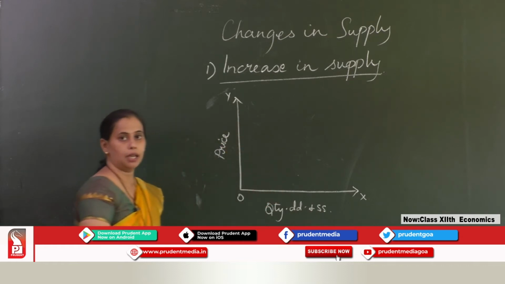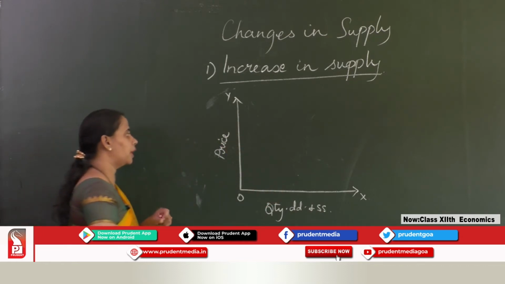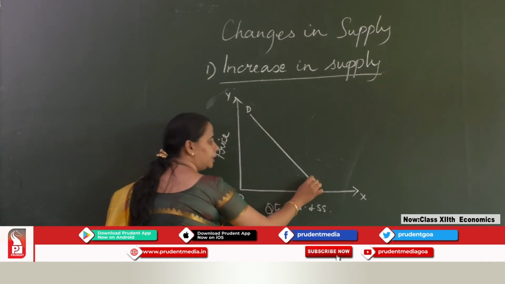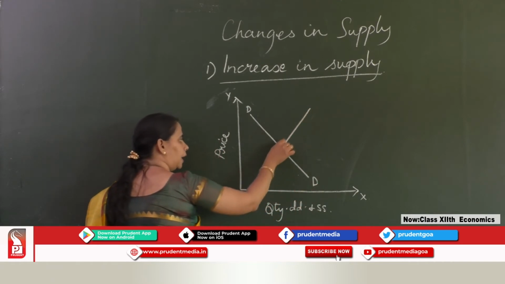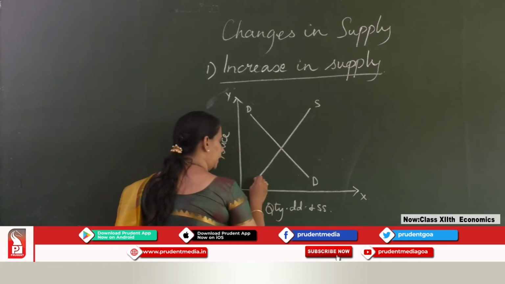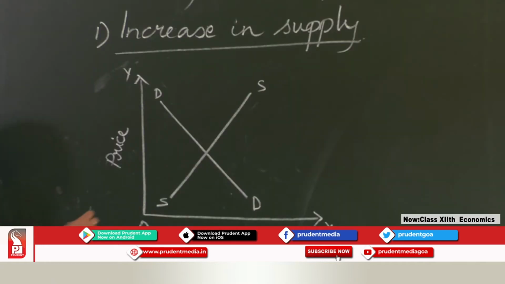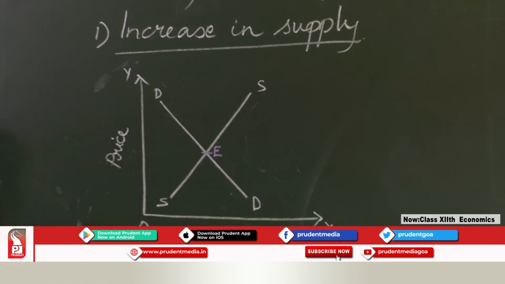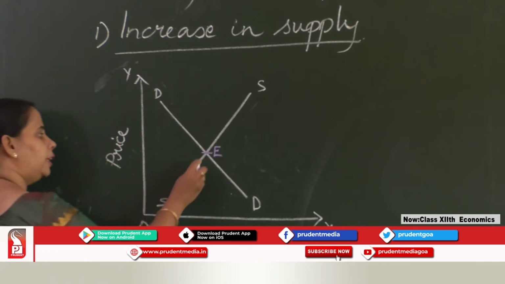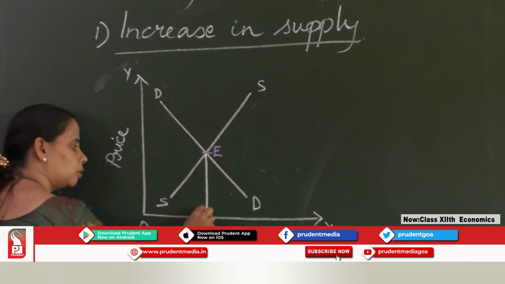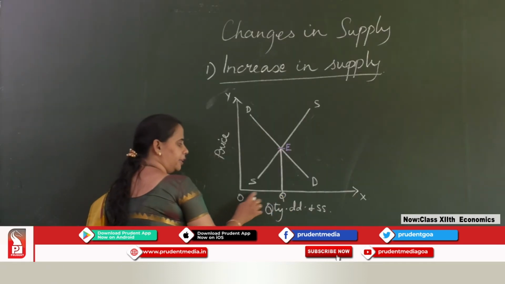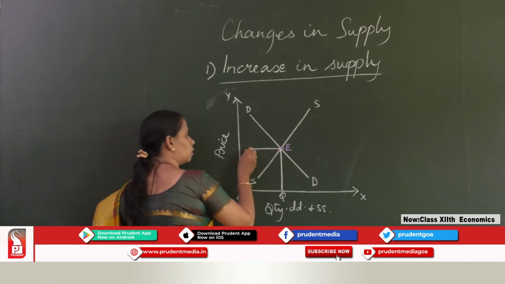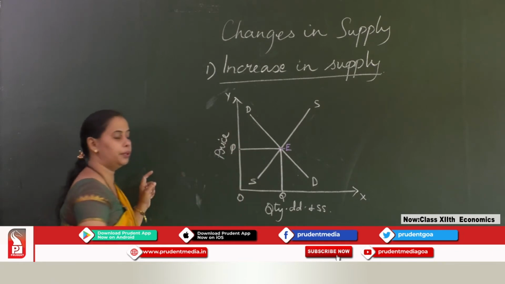And for our original equilibrium price, we have the original demand curve DD and the original supply curve SS. Once again, we mark the point of equilibrium as point E and the corresponding quantities, that is quantity OQ as the equilibrium quantity and OP as the equilibrium price.